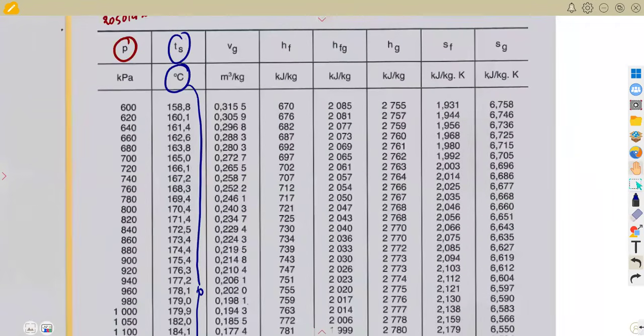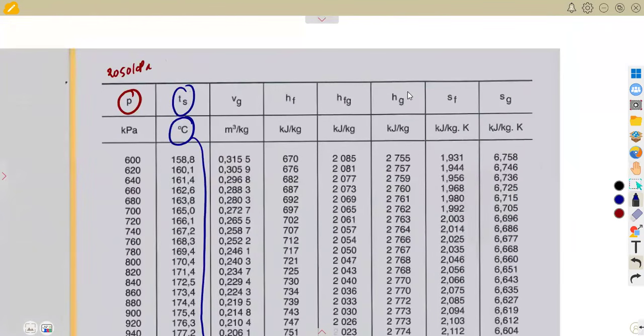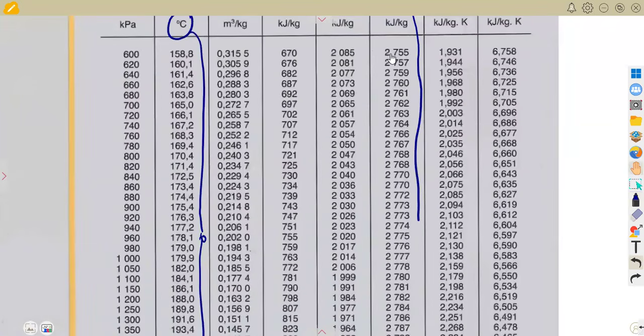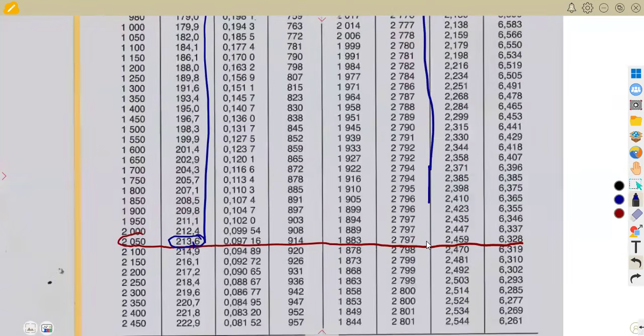You do the same thing for Hg, because we also need Hg for the dry steam. This one is for the dry saturated steam in kilojoules per kilogram. So we need this value under that pressure. That's how you take your values, guys. Some of us are familiar with this, but for those that are new, that is what you're going to do. You need a steam table to take this value. So we have the value of Hg and the value of Ts.